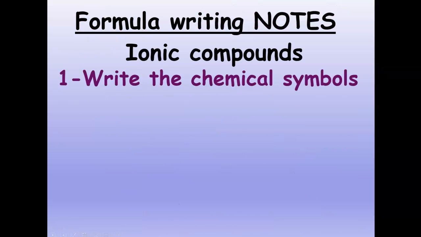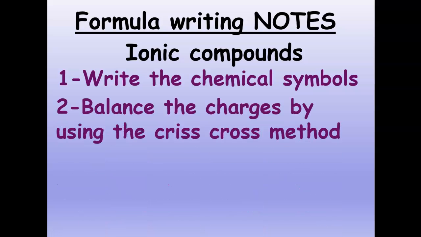So for ionic compounds, again, for the names, you just write the chemical symbols. Then you balance the charges by using the crisscross method, or I call it drop and swap, depending on how you want to look at it.